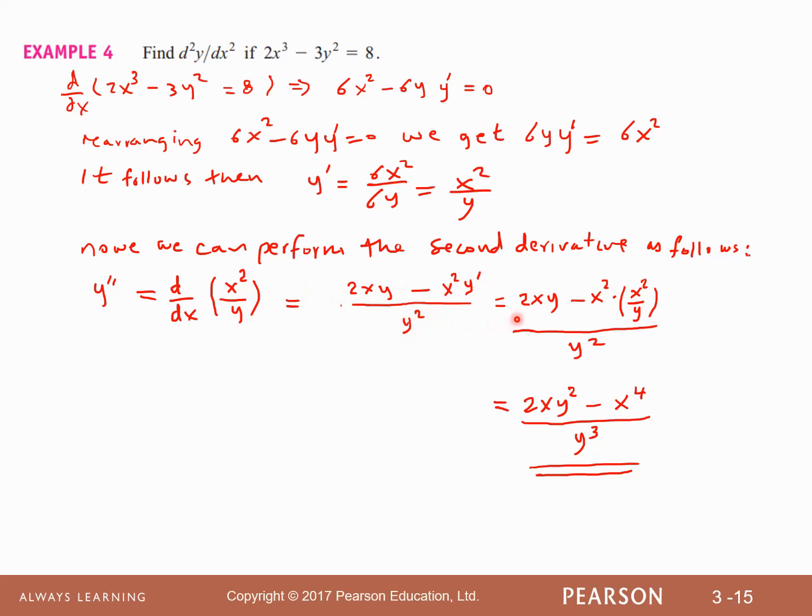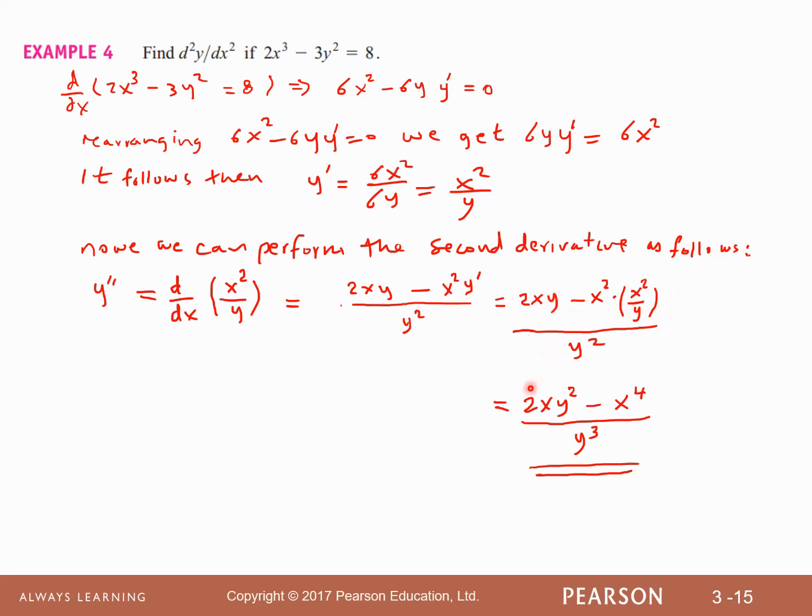And that we could go ahead and arrange as follows by plugging in y prime. We know that y prime is equal to what? y prime is equal to x squared over y. So we'll just go ahead and replace y prime by x squared over y. Now we have to multiply the numerator and denominator by y. If we multiply the numerator by y, then this y will disappear and this y will be y squared.